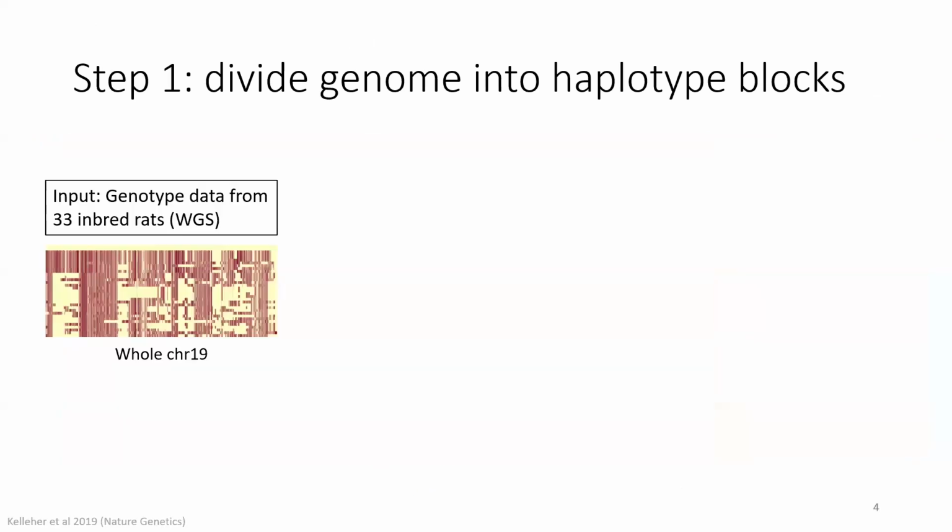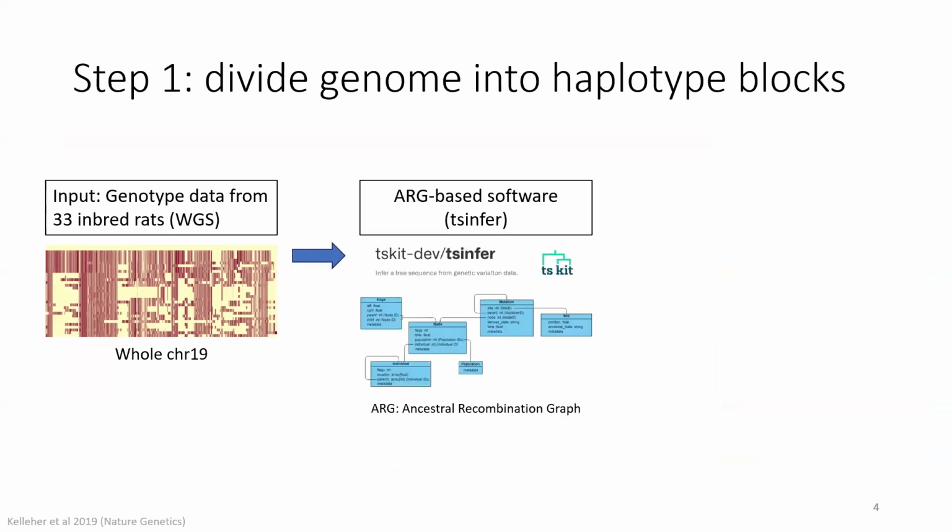So historically, we've been relying on a piece of software that's LD-based, called HaploView, which has good use, but it also has many limitations. The LD stands for linkage disequilibrium. And recently, we have switched to some ARG-based software. ARG stands for Ancestral Recombination Graph. The specific one we are using, TSINFER, we have more success with it.